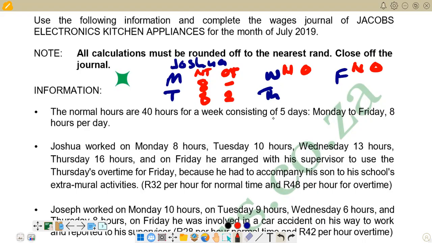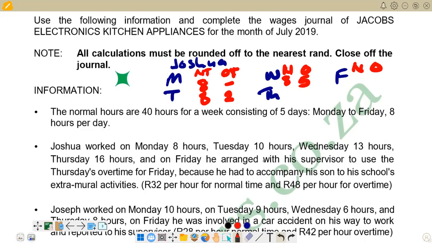Then we go to Wednesday. Wednesday, 13 hours. What does it mean? Normal time should be 8. And then we say 13 minus 8, we get our 5 here. So 5 overtime. Then on Thursday, we are told that 16 hours were worked.